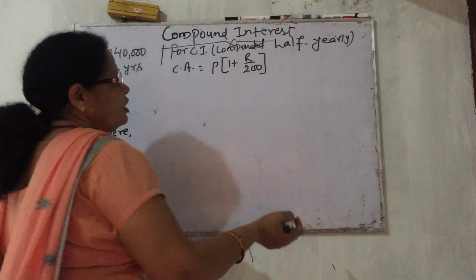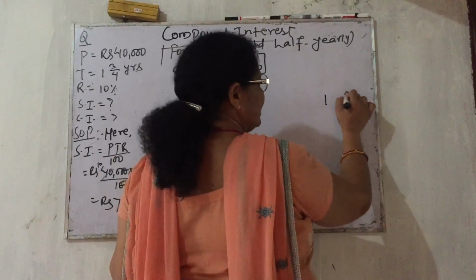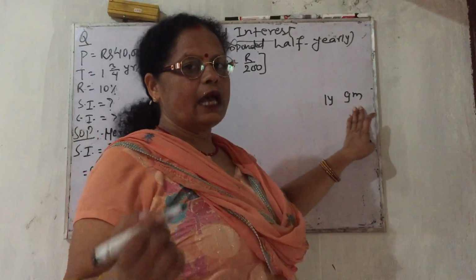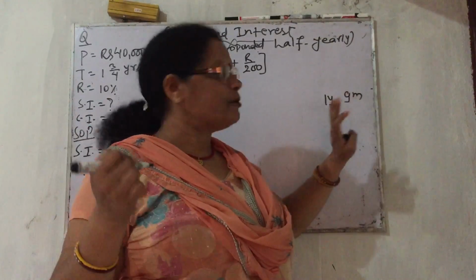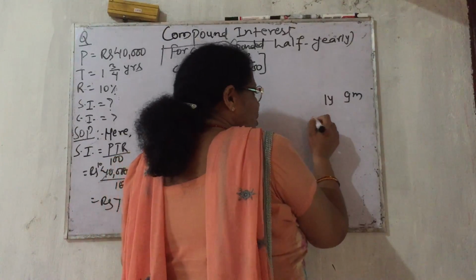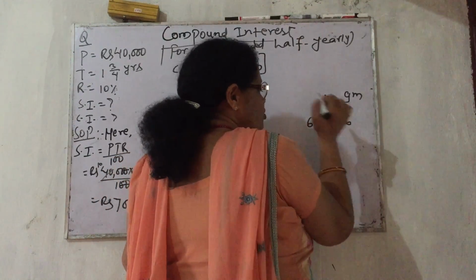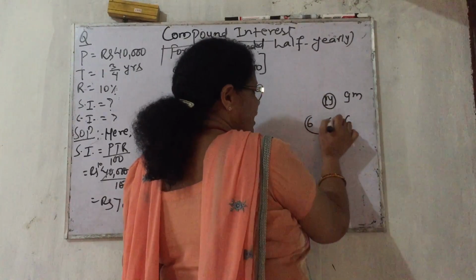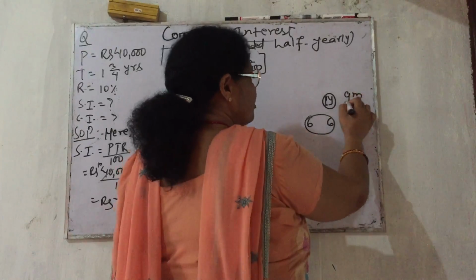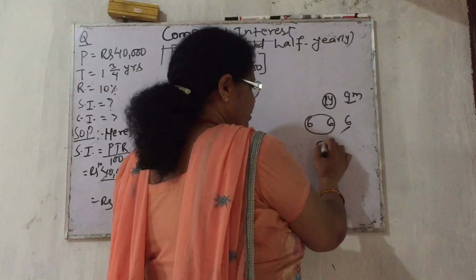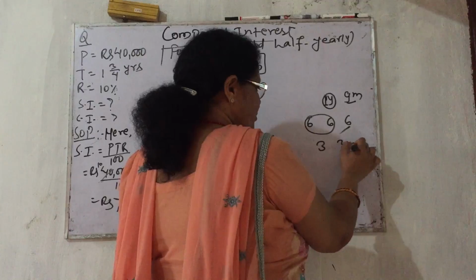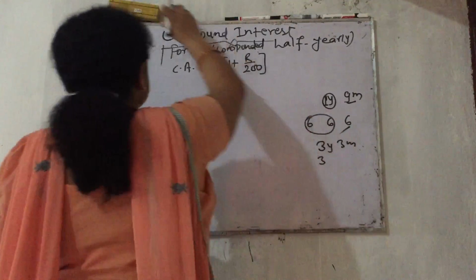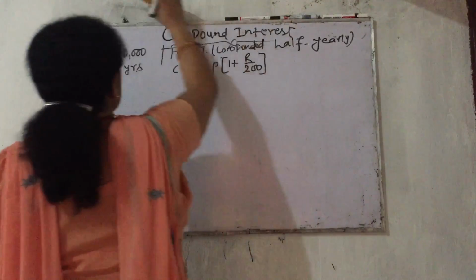Altogether we have 1 year and 9 months, it is year and it is month. 1 year 9 months, and it is compounded semi-annually. That means it is compounded every 6 months. So first we have here 1 year, that means 2, and from 9 months I have taken 6. So it will be 3 half-years and 3 months. Altogether it will be 3 half-years and 3 months.